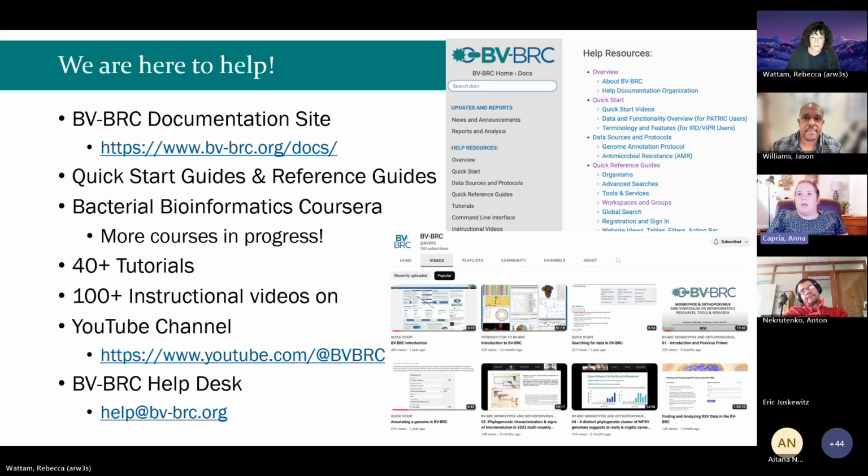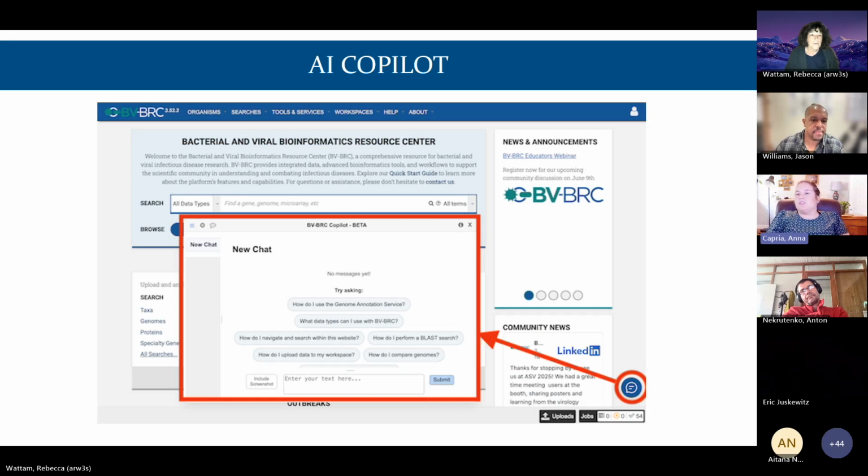On the next slide, you'll see a spotlight for our AI Copilot. So on the BVBRC in the bottom right-hand corner, you can try that out to start answering some of your questions. It knows all about the BVBRC and our documentation to help you analyze anything you might be interested in.